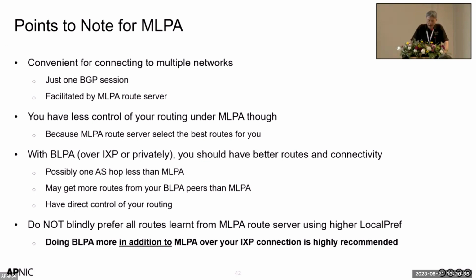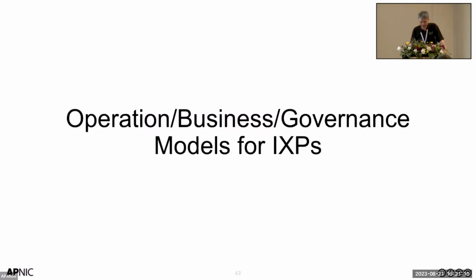And also do not blindly prefer all the routes learned from the route server with higher local preference, because that may not be good. Doing more bilateral peering would be highly recommended.